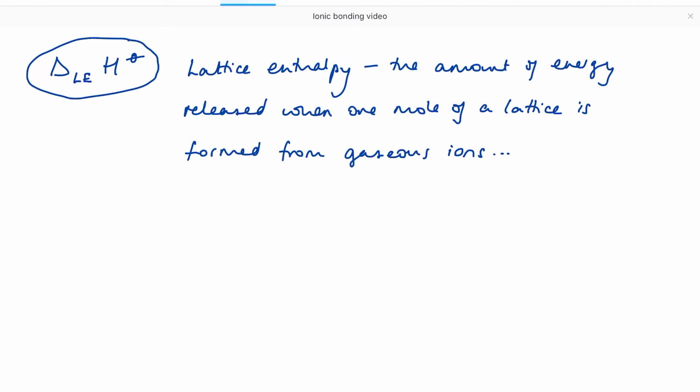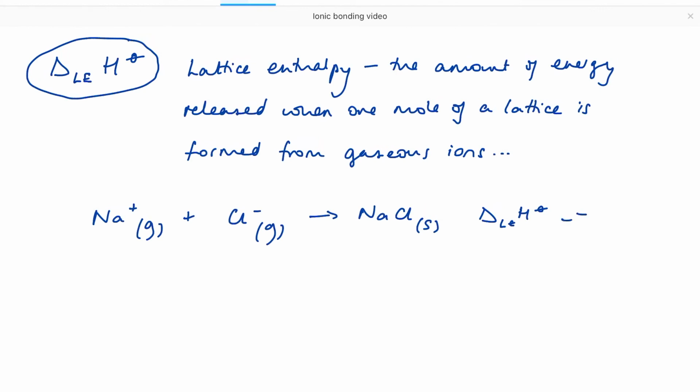So, for example, if I were to take sodium chloride, I could write a definition for the lattice enthalpy for sodium chloride. So, sodium ions and chloride ions in the gaseous state coming together to form 1 mole, hence the way that the equation is balanced, of sodium chloride. And the lattice enthalpy for sodium chloride is minus 787 kilojoules per mole. So that is the amount of energy that's released on formation of this lattice.